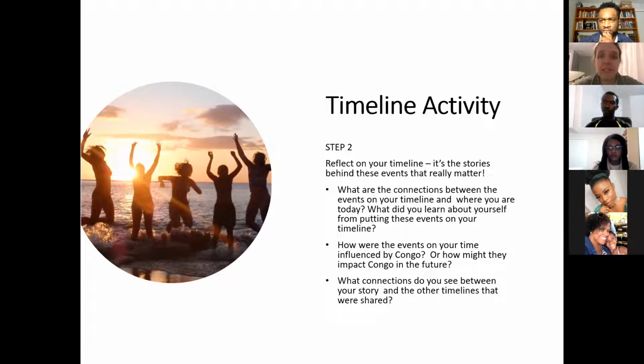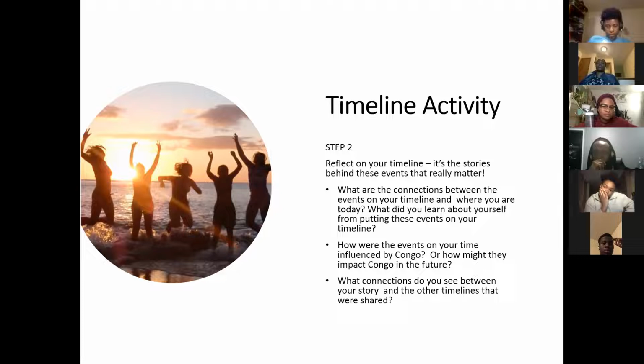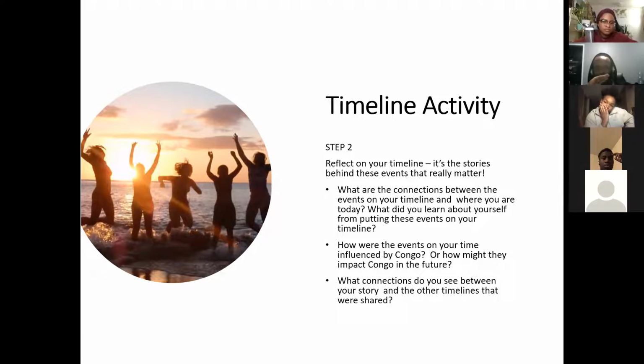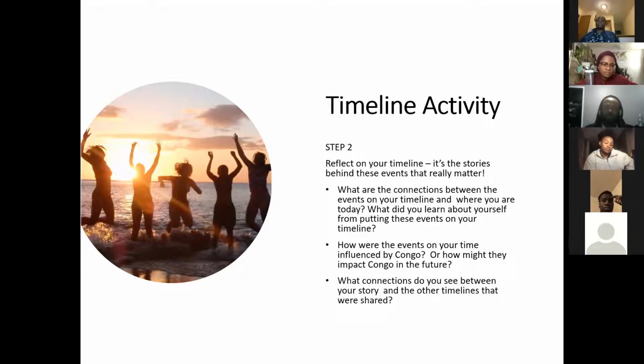Another question is to think about how the events on your timeline were influenced by Congo, or how they might impact Congo in the future. So trying to draw some of those connections. Not everyone is from Congo. You can put Trinidad there, Felicia. And Trinidad, yeah, you can. You can put wherever your own culture is. Our timelines aren't just our own. They are influenced by where we come from and those around us, and our timelines also influence others. So take a minute to think about how your timeline could influence Congo in the future, or how it has influenced it today.